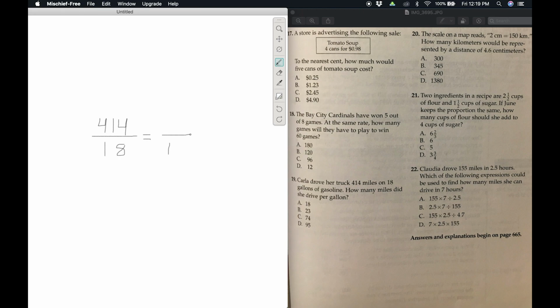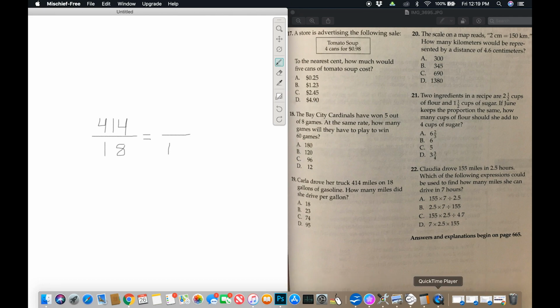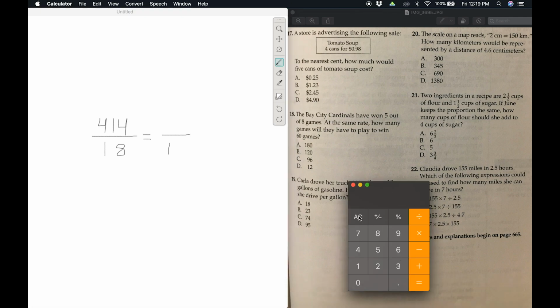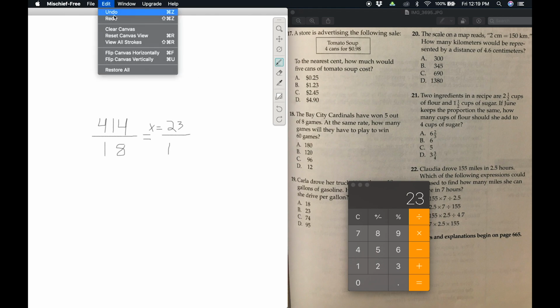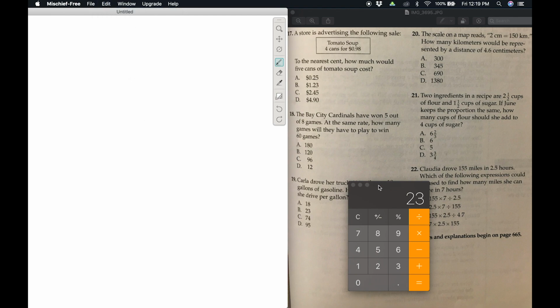Now we need to multiply. 1 times 414, we know that that is 414. So we can do 414 divided by 18 equals 23. And there we have it. 23. Here we go. It would be x equals 23. So, next one.